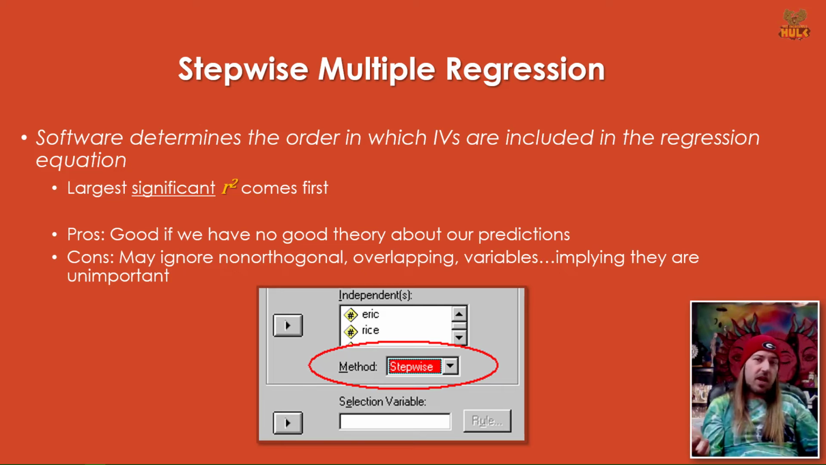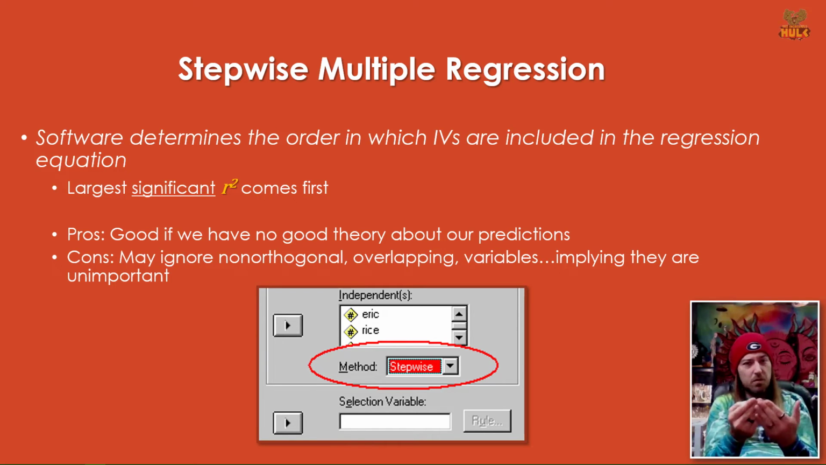Now, that's great. One con, however, is that if you have variables that are not orthogonal, right, they're not fully independent, but they have a lot of overlap. However, that other variable might still be important. It might still explain a tiny bit more of that variability, even if it's only a small amount.